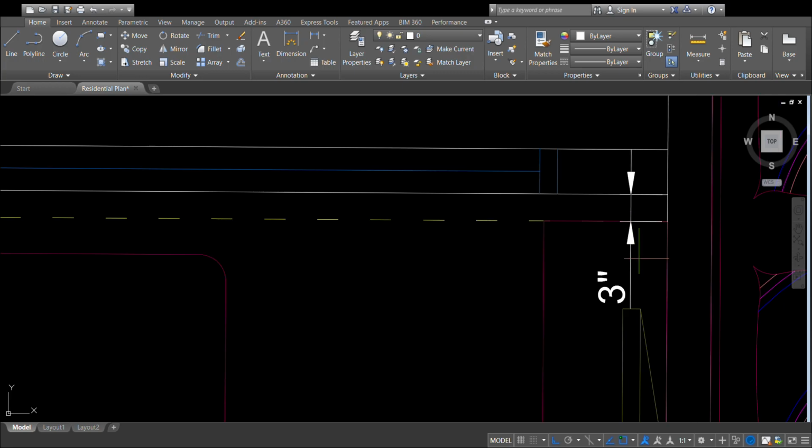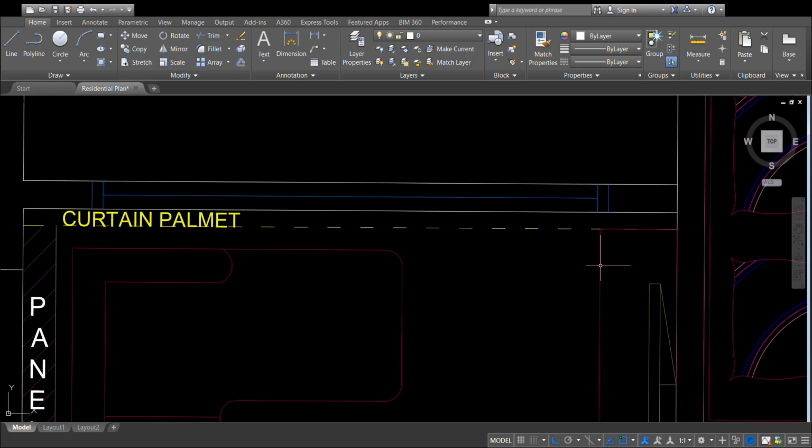Now the curtain pelmet standard measurement, the standard width of the curtain pelmet is 3 inches. So here as you can see, it's a 3-inch curtain pelmet. Generally we have the wooden pelmet. The curtain pelmet is basically the wooden putty that goes for the curtain rod to hide the curtain rod, and then the curtain begins.